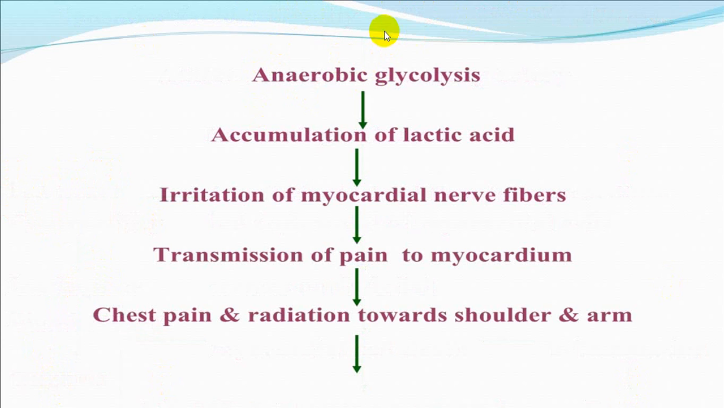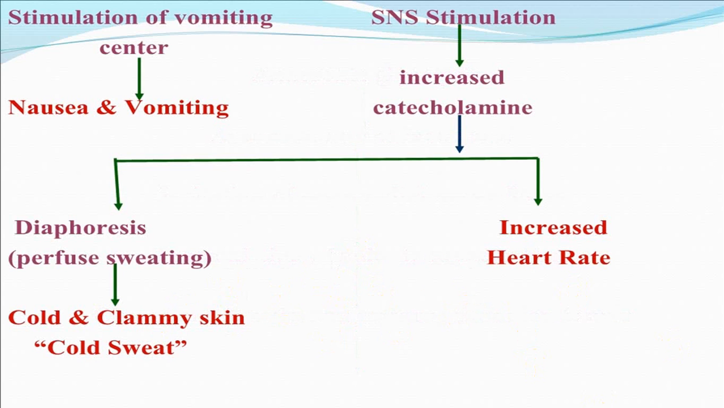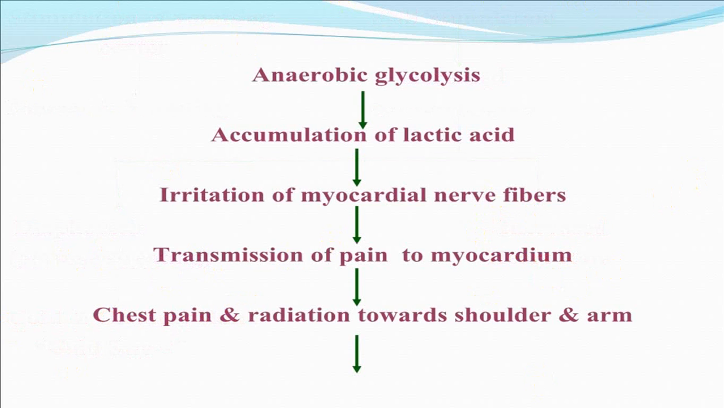Because of occlusion, anaerobic glycolysis, excessive lactic acid production, irritation of myocardial nerve, pain. And that pain will radiate towards the shoulder because of the same dermatome supply. Because of stimulation of vomiting center, nausea, vomiting. Sympathetic stimulation, release of catecholamine, tachycardia. And diaphoresis, cold clammy extremities. These are associated symptoms. Nausea, vomiting, tachycardia, cold clammy extremity are associated symptoms in case of acute MI.